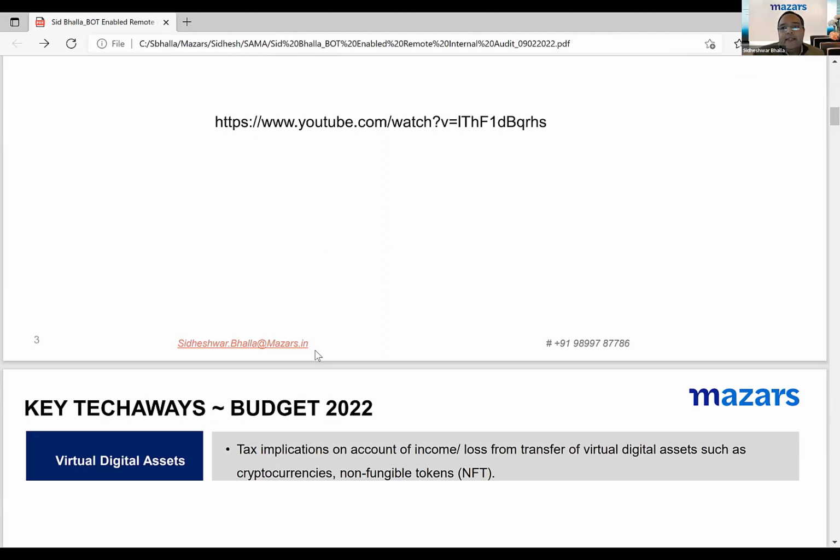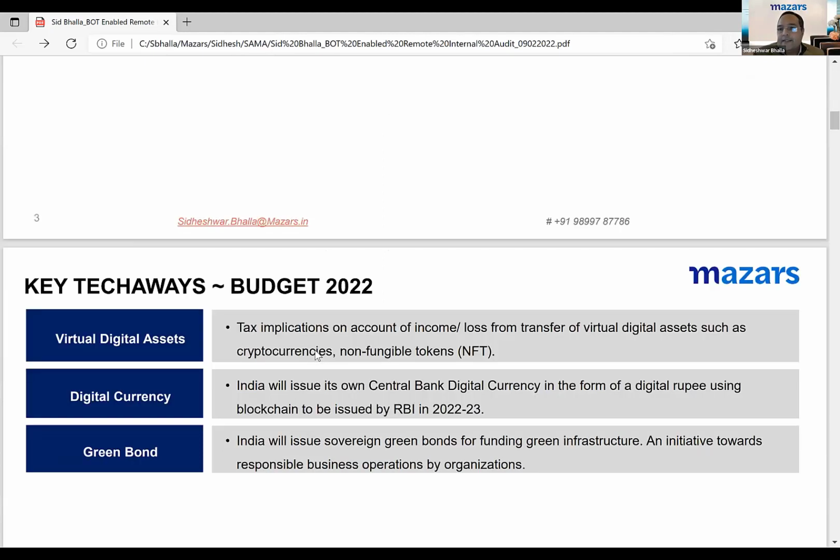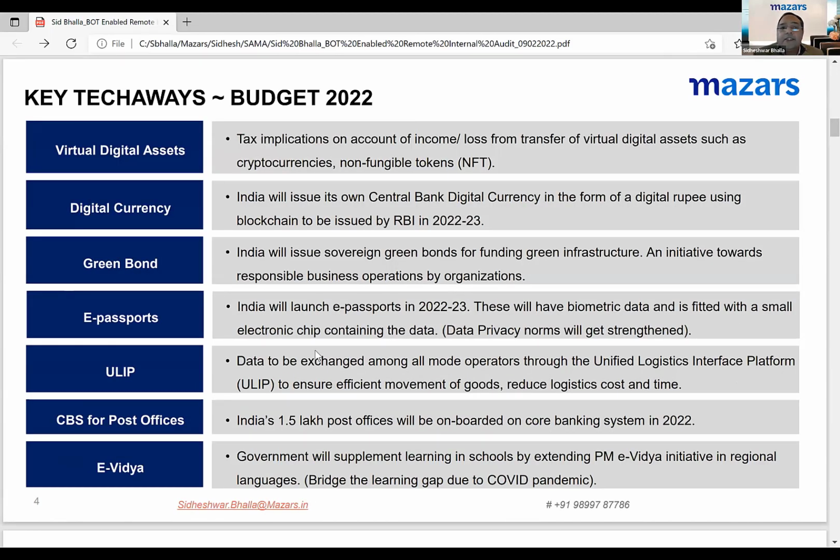If you look at this slide, it says key takeaways. And I have coined the word takeaways. It's not takeaways, but takeaways only, no spelling mistake. It's for budget 2022. We recently heard the budget for the year 2022, and it talks a lot, but I've just picked up a couple of snippets out of it. So it talks about virtual digital assets. It talks about digital currency. RBI is going to roll out the digital currency in India.